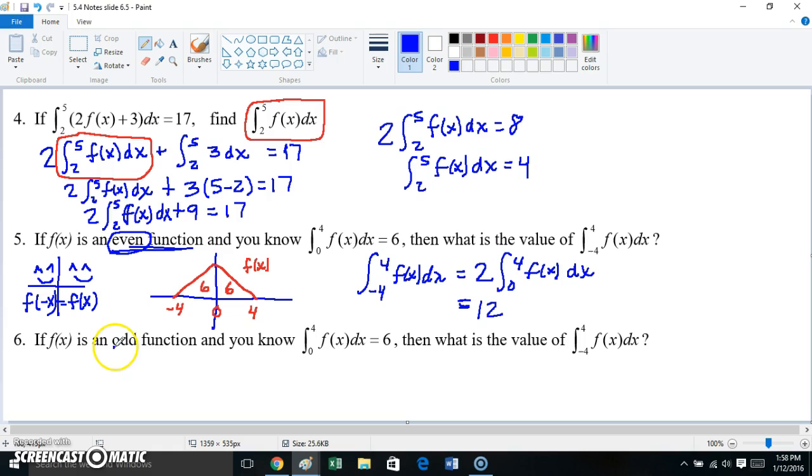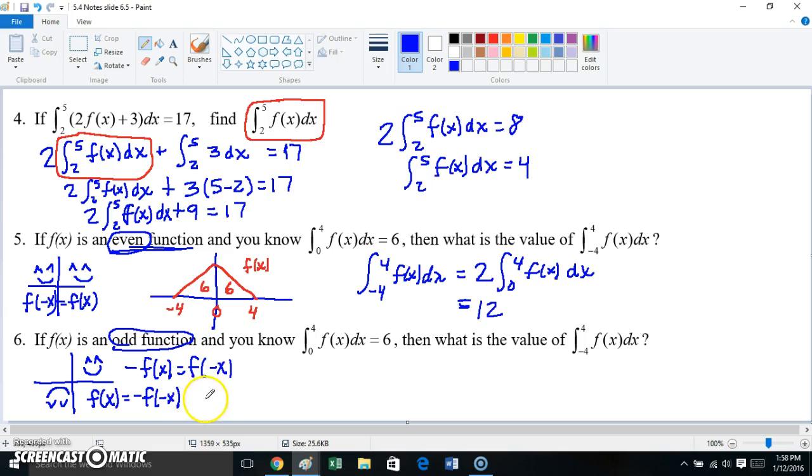Okay, in question 6, we need to know what an odd function is. We need to remember that. An odd function has symmetry to the origin. So if the function is odd, there is symmetry to the origin. That's the same as a double reflection or a 180-degree rotation. That means that every f of x value is equal to the negative of f of negative x. Sometimes it's also written as negative f of x is equal to f of negative x. Either of these are the definition of an odd function.